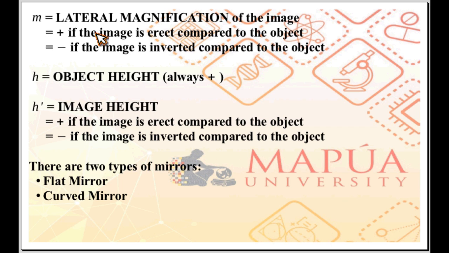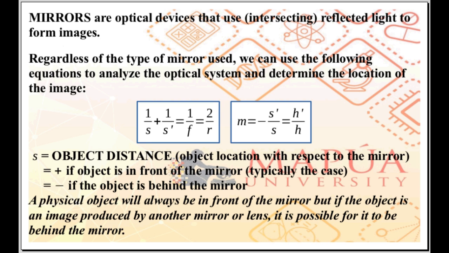M, lateral magnification, comparing image height with the object height. Thus, 1 over S plus 1 over S prime is equal to 1 over F is equal to 2 over R, and M is equal to negative S prime over S is equal to H prime over H.